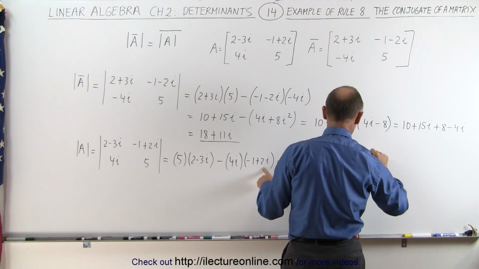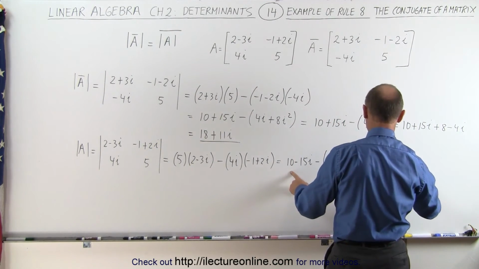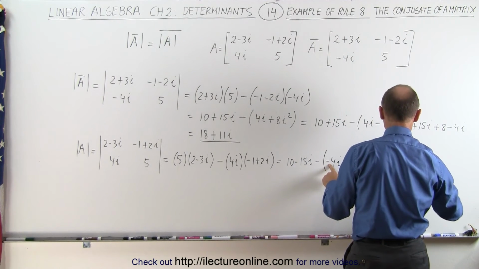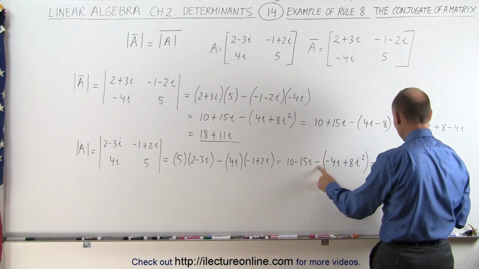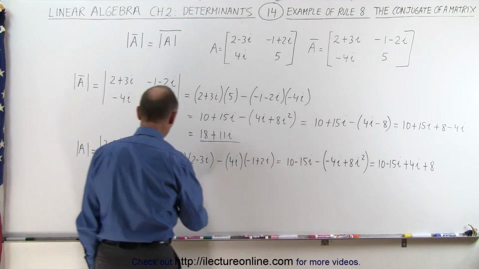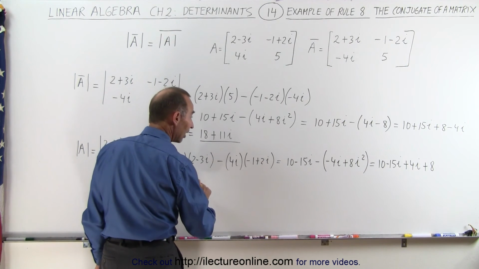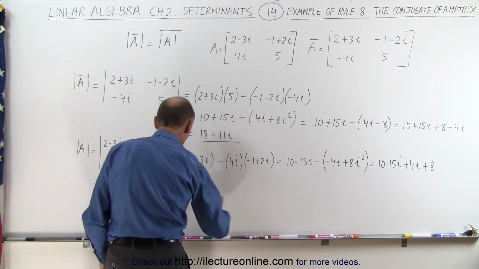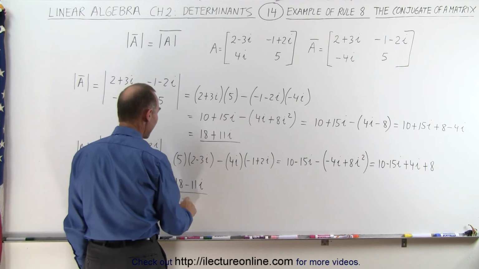Simplifying that, this gives us 10 minus 15i, and this gives us minus 4i times a minus 4, that's minus 4i, and 4i times plus 2i is plus 8i squared. Simplifying that a little bit more, this gives us 10 minus 15i, minus times a minus gives us a plus 4i, and then of course i squared is negative 1, times 8 is negative 8, times a minus is plus 8. If we then combine like terms, that would be 10 plus 8, which is 18. In this case, it will be minus 15i plus 4i, that's minus 11i. Notice that here we got 18 plus 11i, and here we got 18 minus 11i.